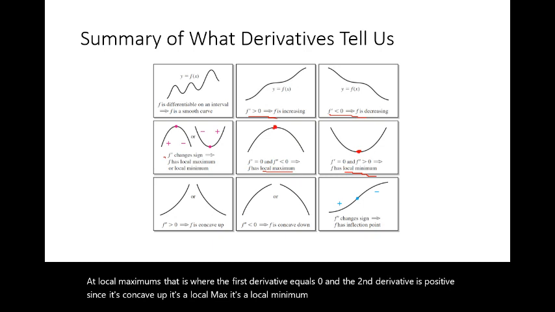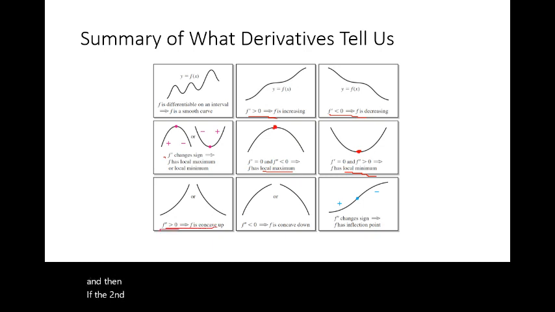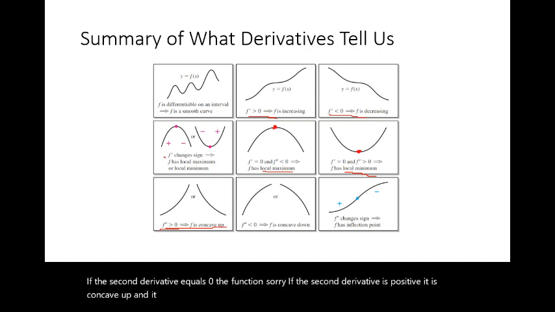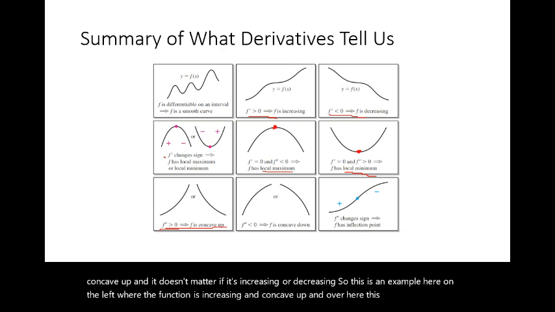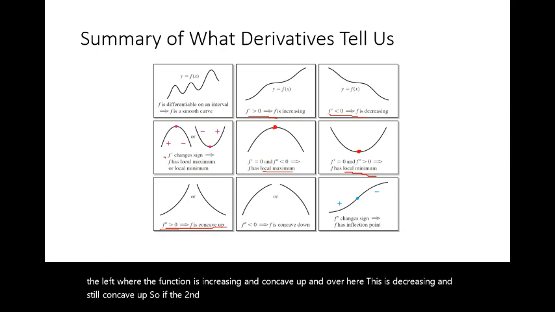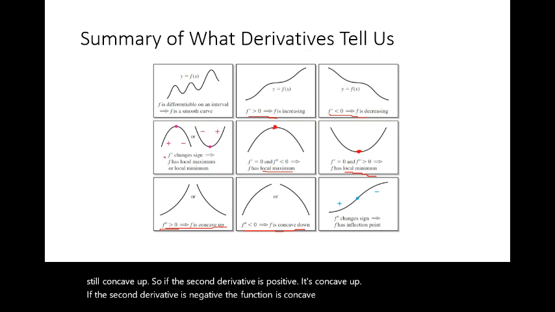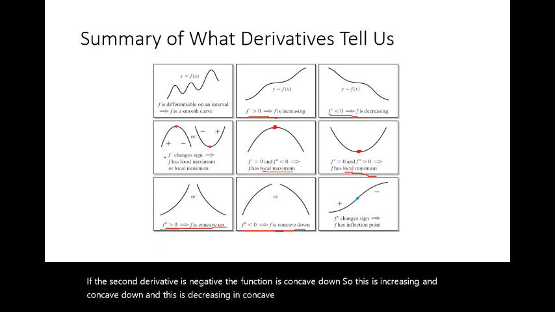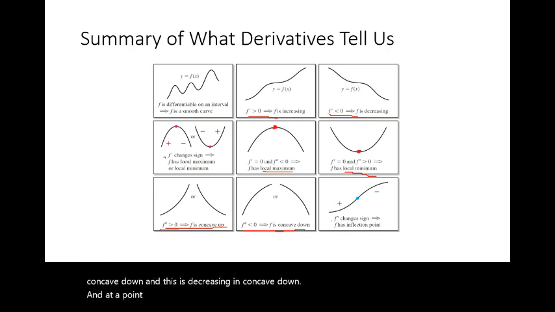And then for the second derivative on its own, if it is positive, it is concave up. And it doesn't matter if it's increasing or decreasing. So this is an example here on the left where the function is increasing and concave up. And over here, this is decreasing and still concave up. If the second derivative is negative, the function is concave down. So this is increasing and concave down, and this is decreasing and concave down. And at a point where the second derivative changes signs, it is called an inflection point. So if concavity switches, you have an inflection point.